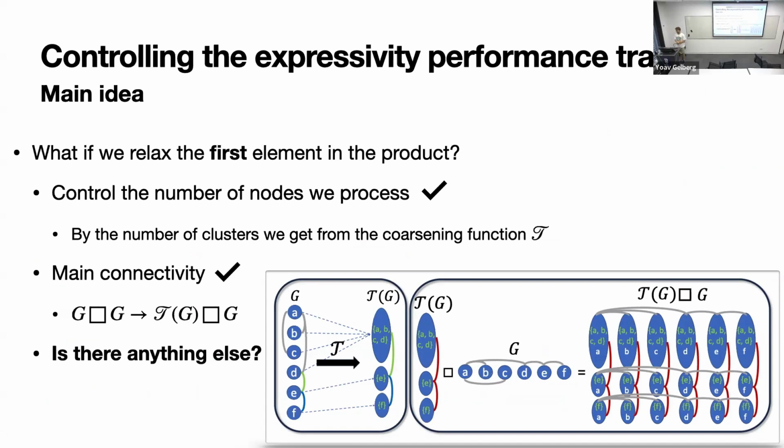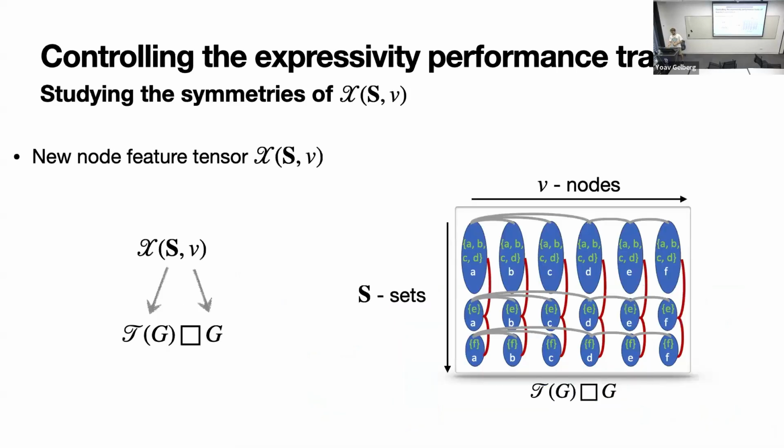And now we asked, is there anything else we can leverage here? What else can we do here to improve upon this? And then we took a step back and tried to understand what we are processing. So we have a new node feature tensor, which is a function of a set which corresponds to the rows and comes from T of G, and a function of a node V, which comes from the original graph G and corresponds to the columns.